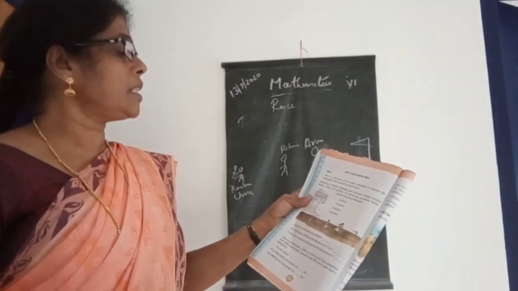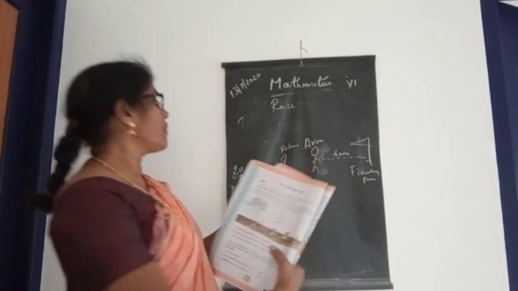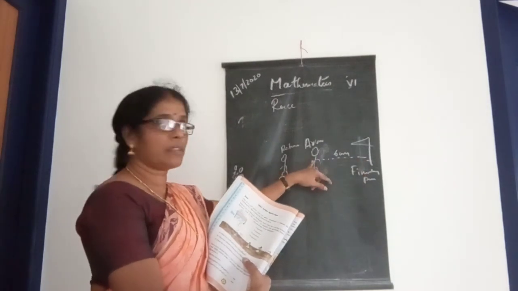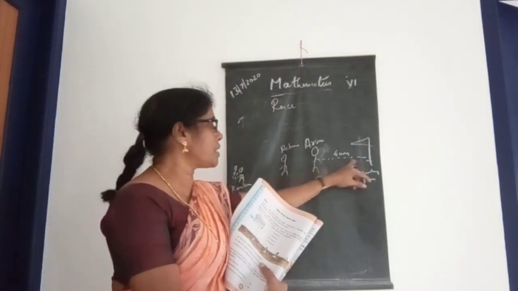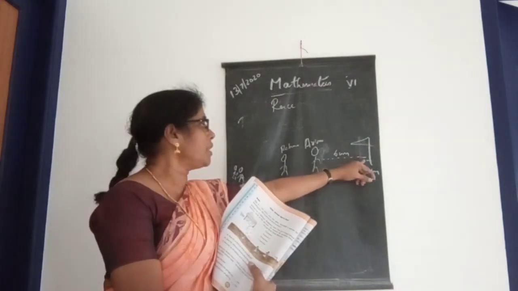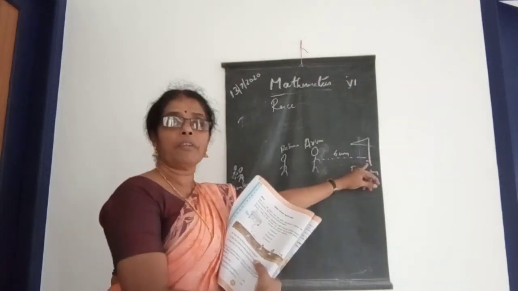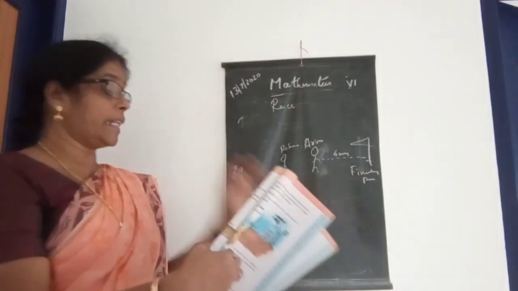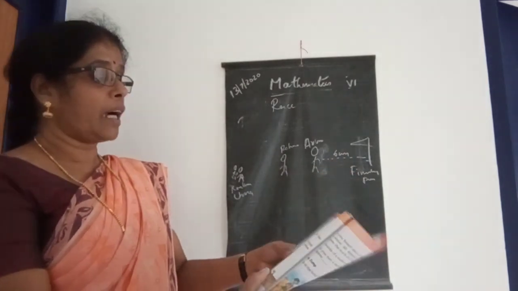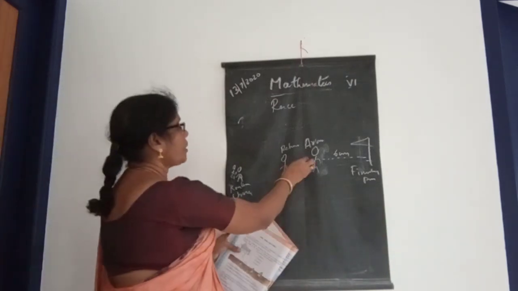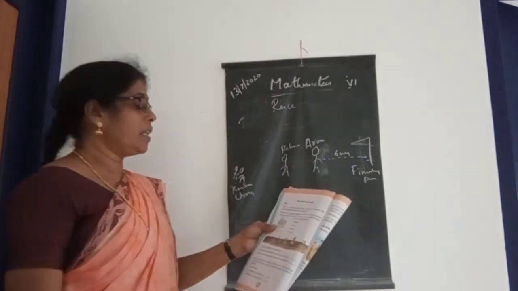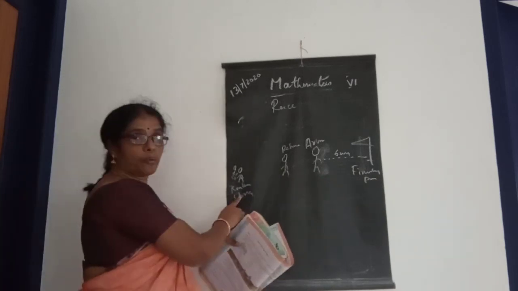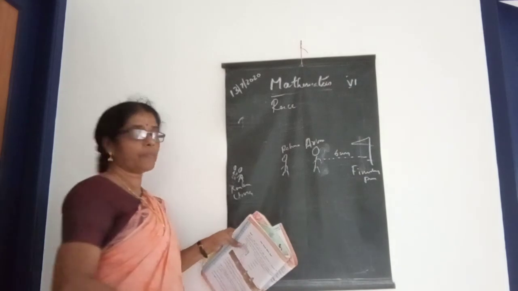And in this, Arundhati is nearest the finishing line. Arundhati means this one, nearest the finishing line. And the distance between her and the finishing point is 6 centimeter. Okay. And next is Reina. Behind her is Reina. And Konkana and Uma are running behind Reina.